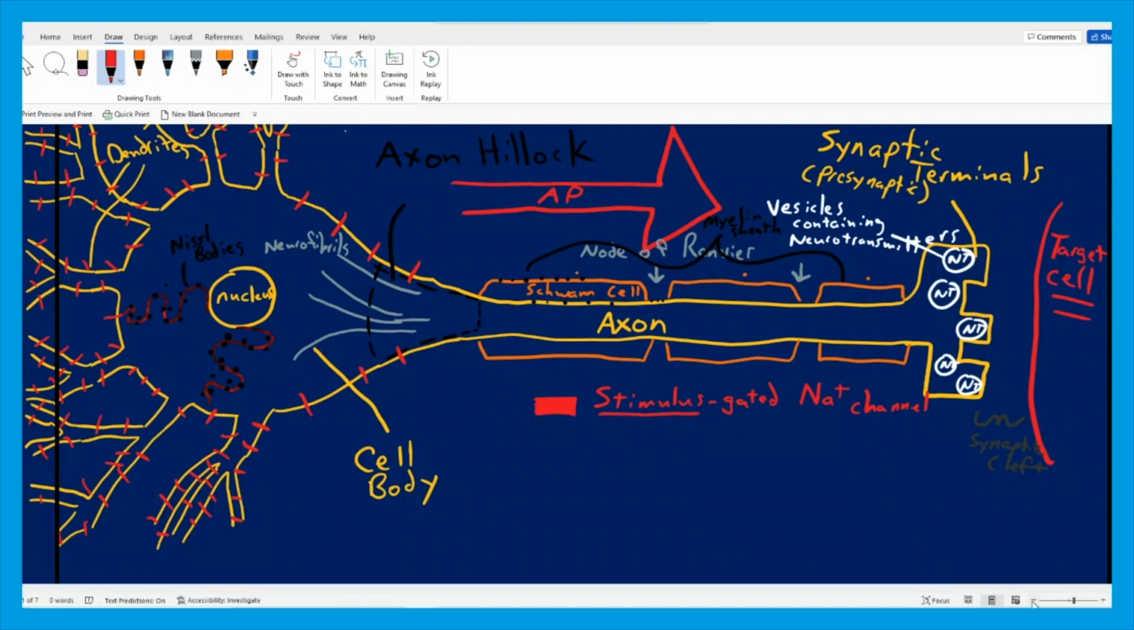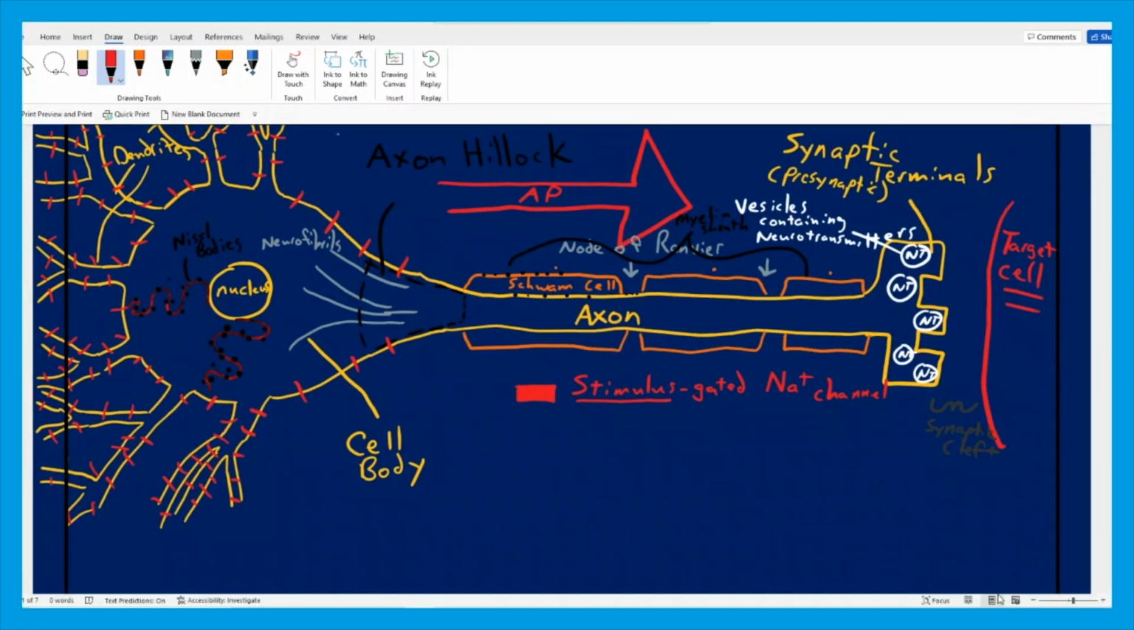Now you'll notice there are quite a few of them that I've drawn in here. A whole bunch of stimulus-gated sodium ion channels. And they're all over these dendrites, which could extend way farther left than we see in this picture. I wouldn't expect that they would all be activated at once. They're all spread out over a wide area so they can respond to a stimulus wherever it occurs. So, branching out, the dendrites are covered with stimulus-gated sodium ion channels, as is the cell body of my neuron.